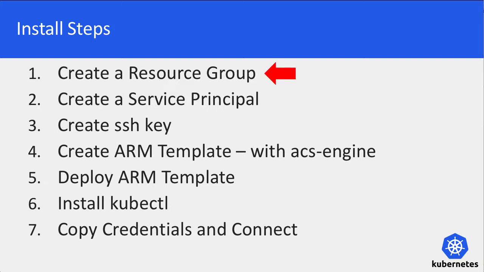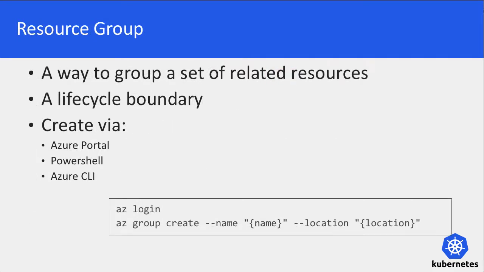As you can see, the first step is for us to create a resource group. So if you're not familiar with what a resource group is, it's simply a way to group a set of related resources. You can think of it as a lifecycle boundary. So if items have similar life cycles or lifetimes, if they get deleted together or created together, then they belong in the same resource group. But if they differ, they belong in different resource groups.